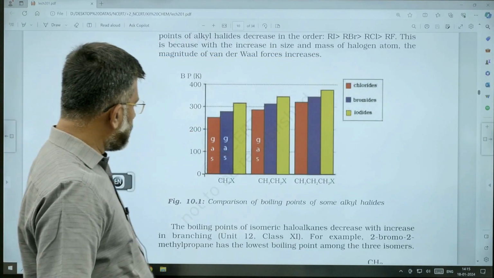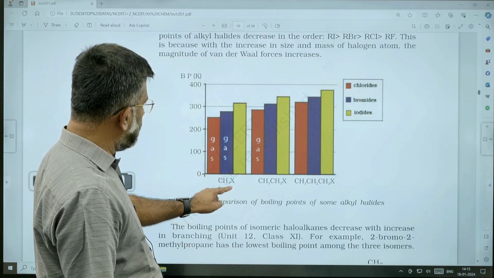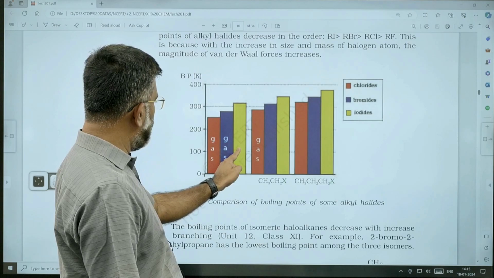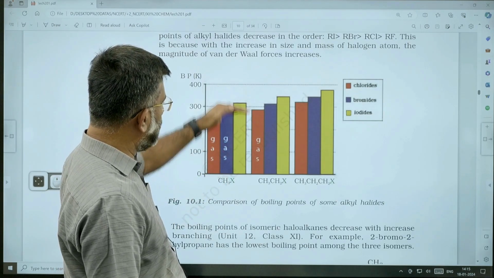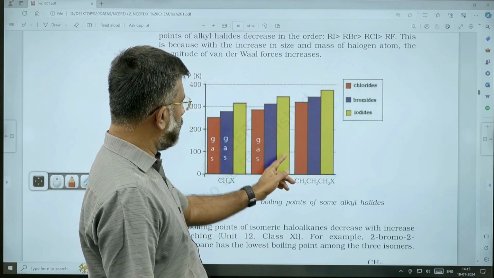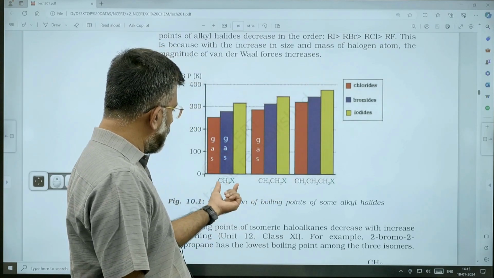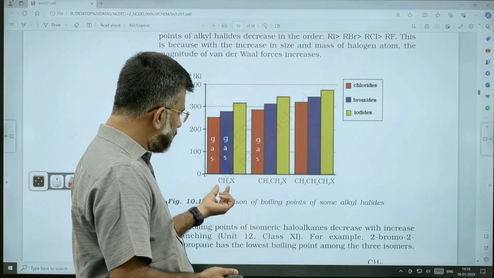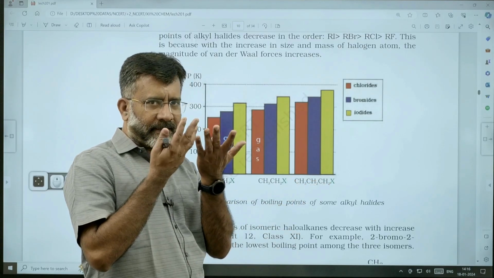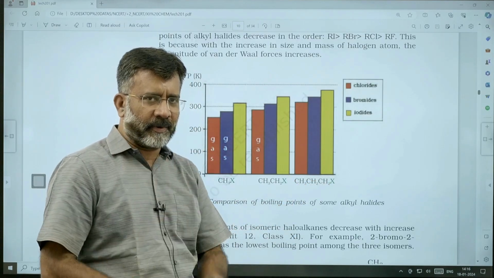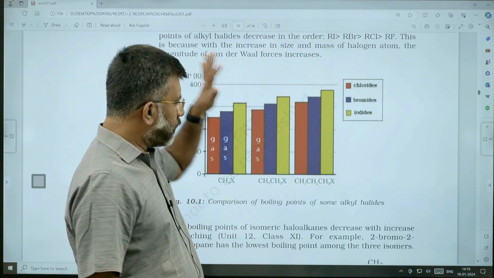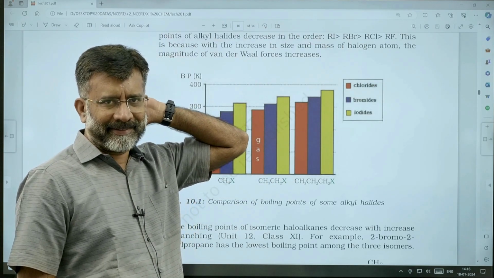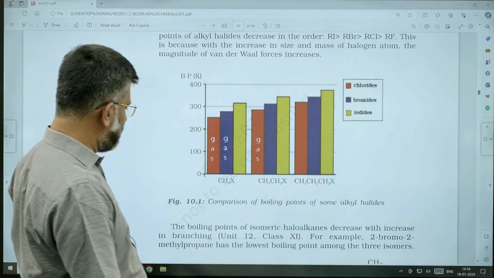You can see for a particular compound, CH3X, where X is chloride, bromide, iodide, you see the variation: chloride, bromide, iodide. As the carbon increases, size increases, mass increases. So with the alkyl group going from methyl to ethyl to propyl, molar mass increases, size increases, attraction increases, and boiling point increases. So there is an increase in boiling point for each case of chlorine, bromine, iodine. It's beautifully picturized in the textbook.